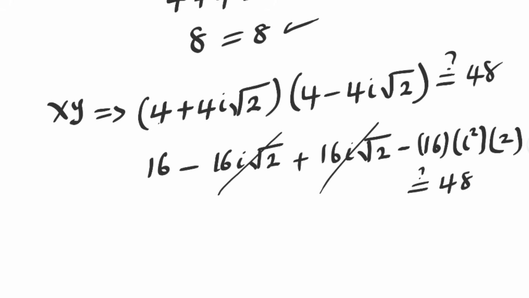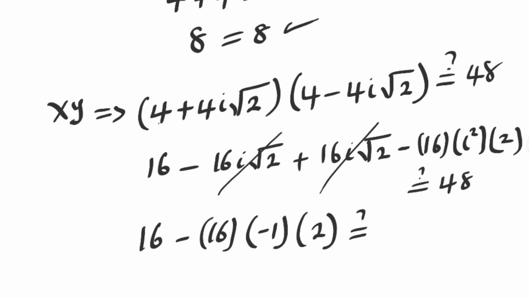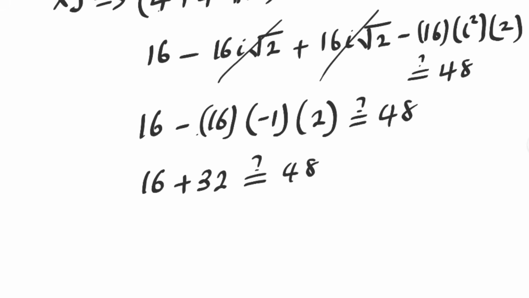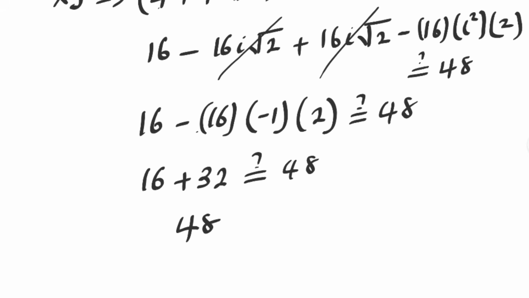This cancels this. 16 minus 16 multiplied by i squared, which is minus 1, multiplied by 2, must be equal to 48. 16 minus 16 multiplied by minus 1, that is 16, multiplied by 2, that is plus 32, must be equal to 48. 16 plus 32, this is 48, is equal to 48, which is true.